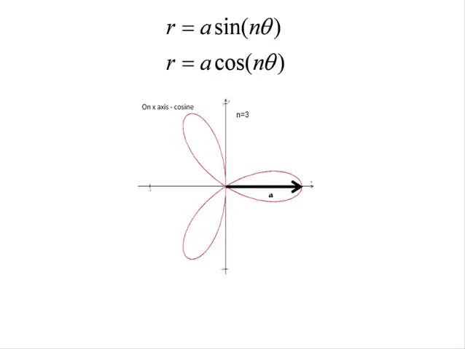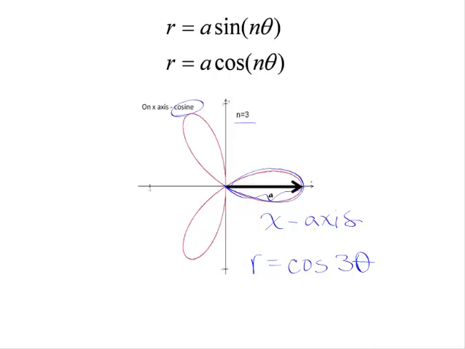I do have 1 leaf out of the 3. Here n is odd, so I have 3 leaves, so I know n is 3. I do have 1 leaf on the x-axis. That again tells me I'm dealing with cosine when n is odd. So this would be r equals, the distance here again is 1, so this would be the cosine of 3 theta.